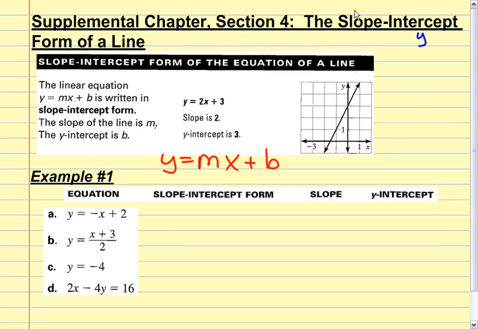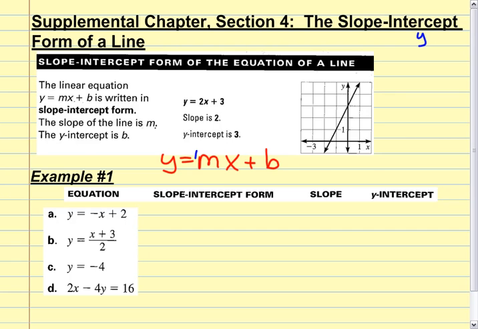Okay? Now let me ask you something. We had talked about what m stands for when we are working with linear equations. Raise your hand and tell me, what does m stand for, Bella? No, that's not what it stands for, Taylor. It stands for the slope.